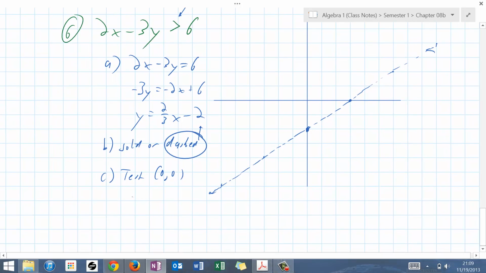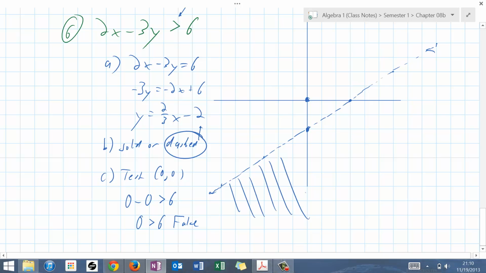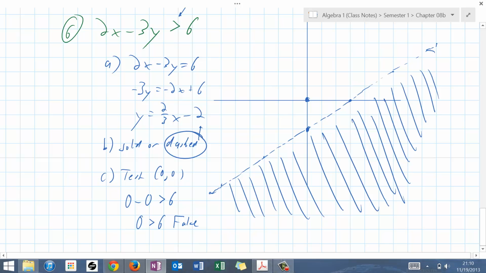If I plug 0 in, I get 0 minus 0 is greater than 6. That is not true. 0 is not greater than 6. That's false. So 0, 0 is here, but I'm going to shade on the other side because I don't want to shade where 0, 0 is. And that's enough for now.